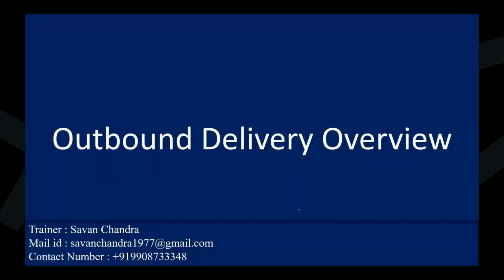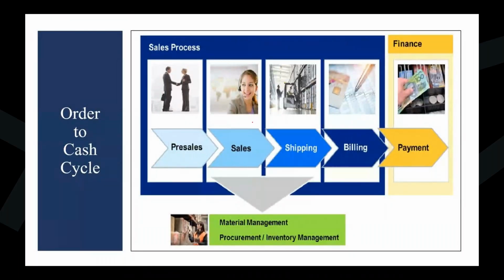Okay. So first we will start with the outbound delivery. What is outbound delivery, what it does, how it is used, how to create outbound delivery, those things we will cover. So in our sales process, in our OTC cycle, order to cash cycle, after the pre-sales activities are completed, we will be creating a sales order. Once the customer confirms that he is ready to purchase from us, we will create a sales order. So this we have covered in our earlier sessions.